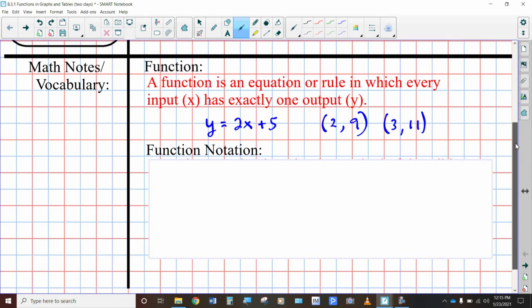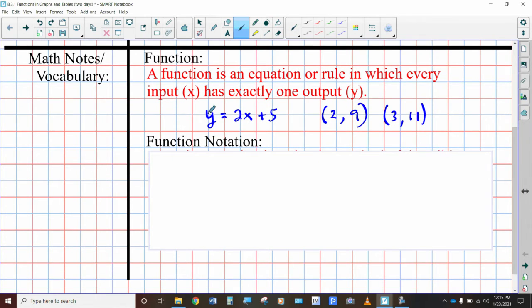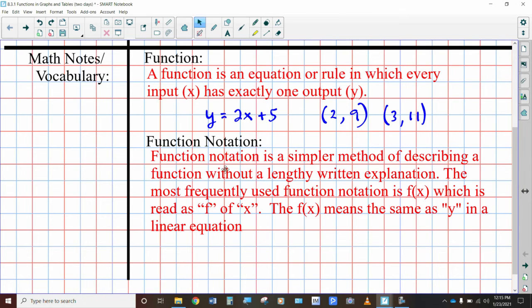And then we're going to work through rules that are written with two variables x and y throughout this lesson. At the end of day 2, I'm going to show you function notation. And function notation is a simpler method of describing a function without a lengthy written explanation. The most frequently used function notation is the f of x, right? So you say it. You don't say f parentheses x. It's really referred to as f of x. And the f of x really means the same thing as y in a linear equation.